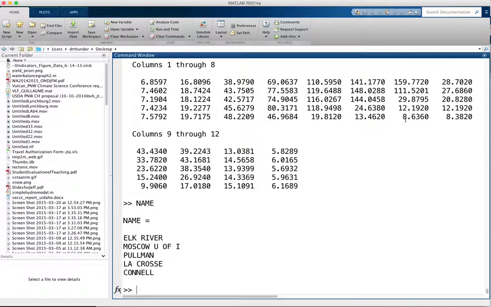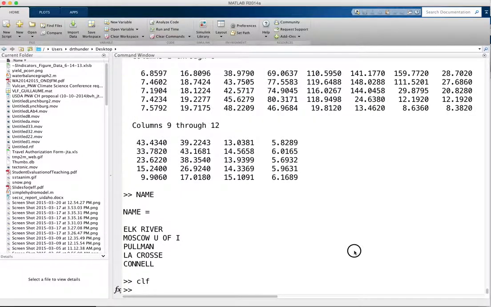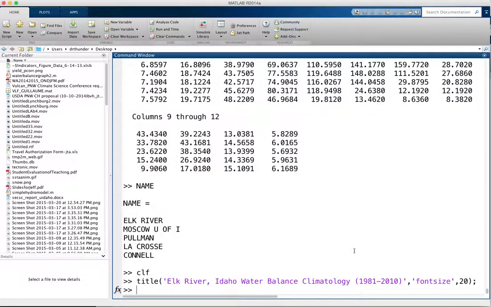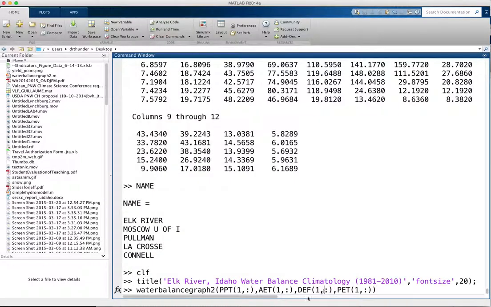Hence the deficit is going to be quite high. Okay. The last thing that we can do is actually plot this up for a given station. So let's clear our figure and let's type water balance, and this particular function, water balance graph 2, requires you send in precipitation, actual ET, climatic water deficit, and potential evapotranspiration.